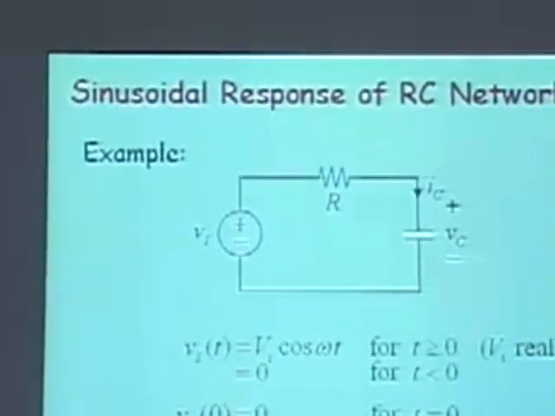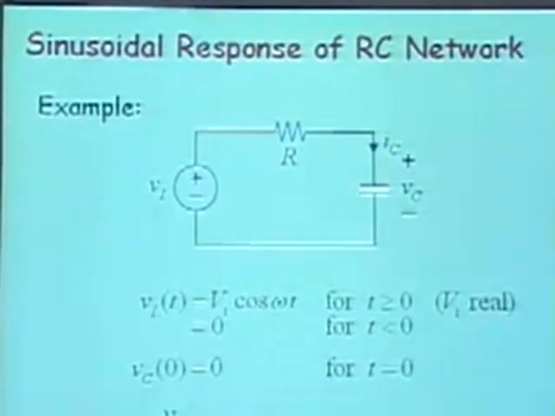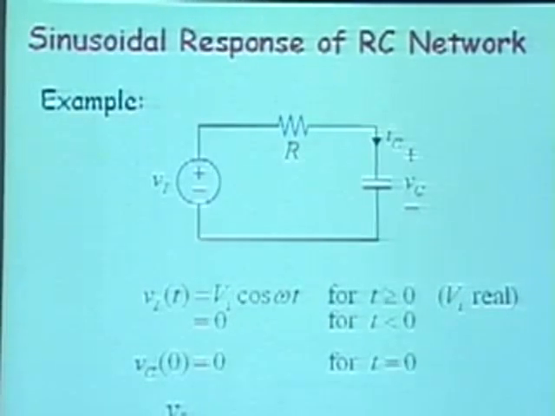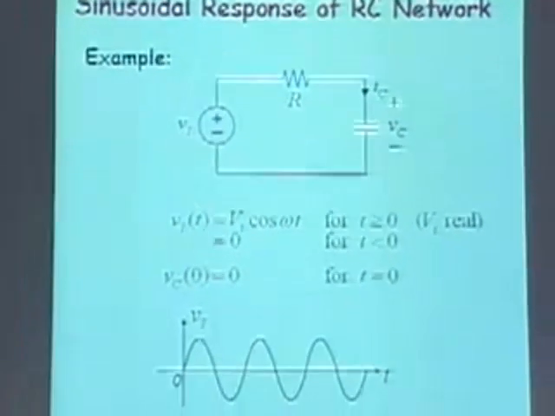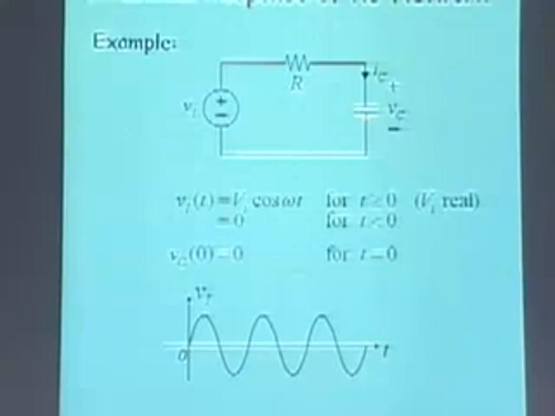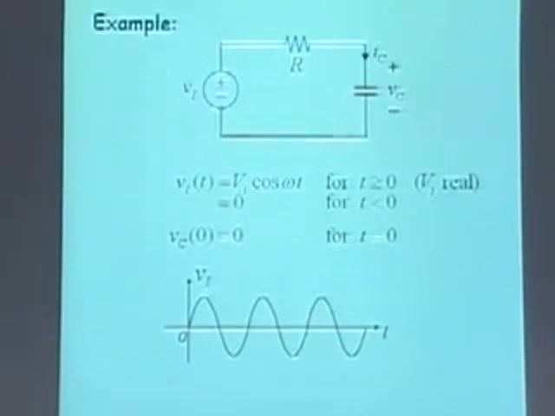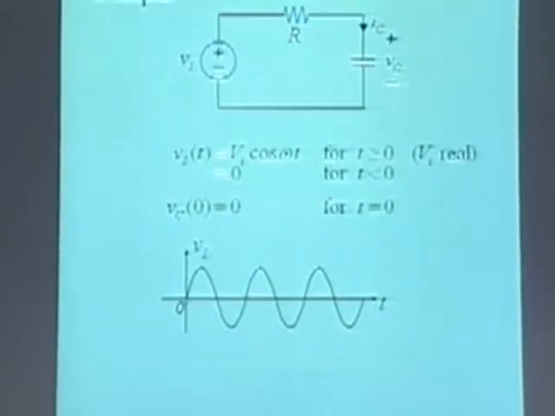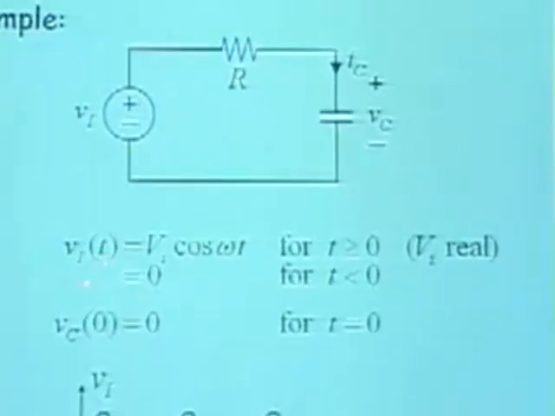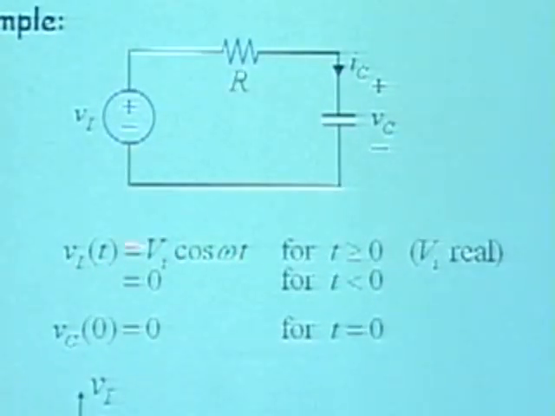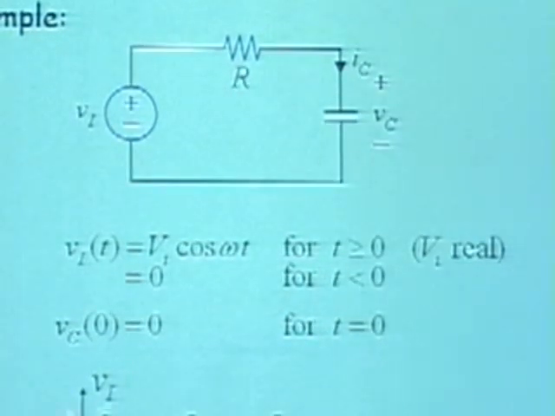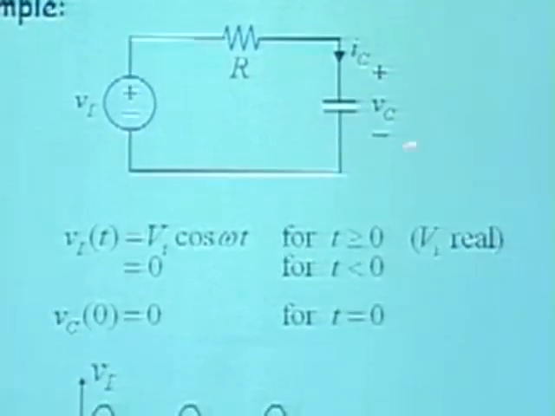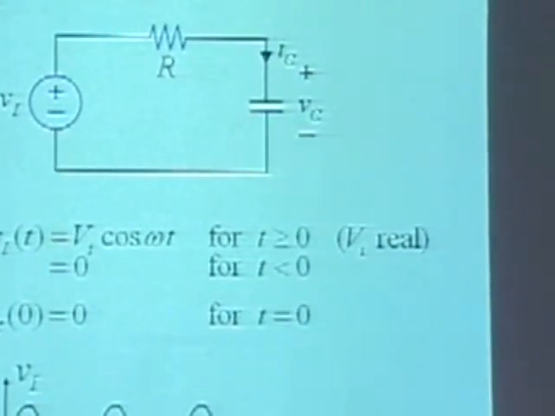The sub-circuit to model is the sub-circuit comprising the source resistor and the capacitor, and I'm just showing that to you here. I have a VI, a resistor, and a capacitor. I'm going to understand how this behaves. It's a first order circuit, a single capacitor. My input is VI cosine of omega t, VI is a real number, for t greater than 0. And the capacitor voltage starts out being 0.